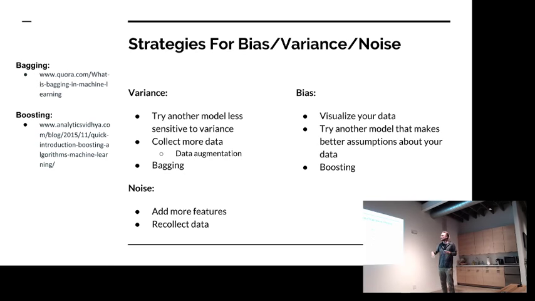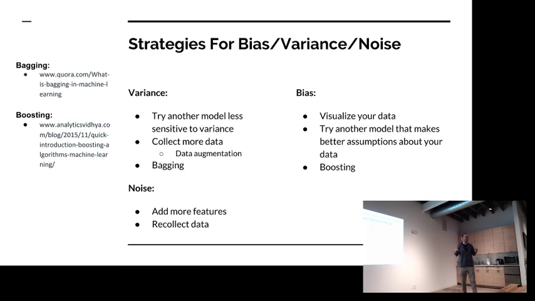So for variance, the strategies for solving these sources of error are to try a model that's less sensitive to variance, something like naive Bayes. Also, collecting more data can help with that, because you'll get better coverage over all the data points that you might see out in the wild. Data augmentation is a strategy for that, which is just taking existing data that you have and tweaking it to generate new data out of the data that you already have.